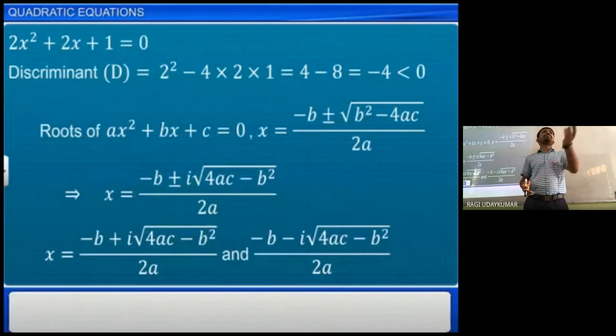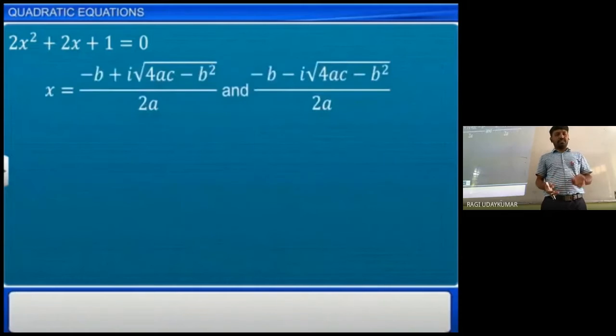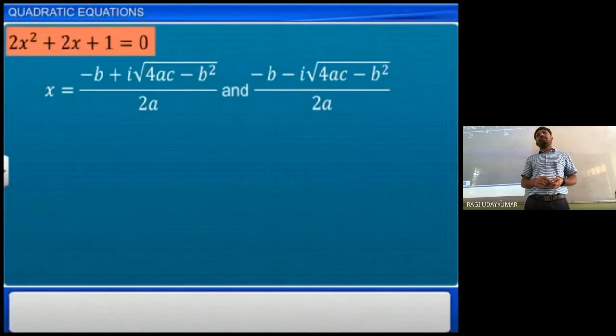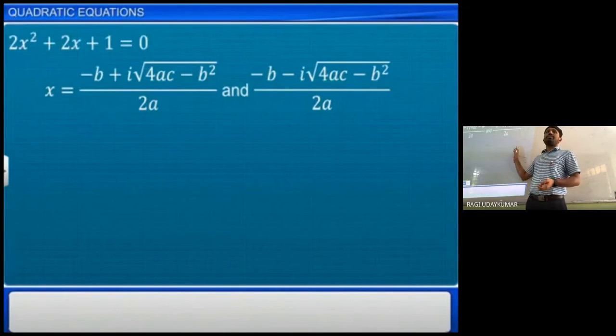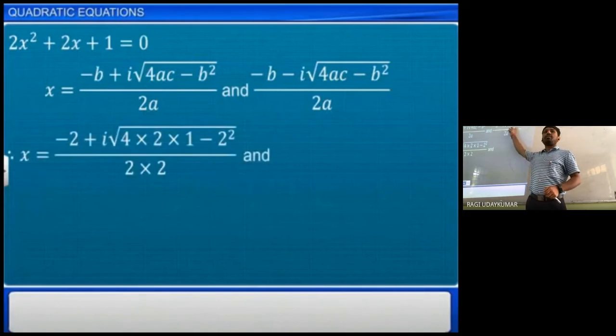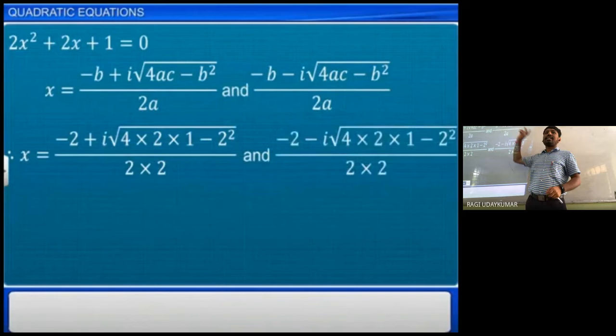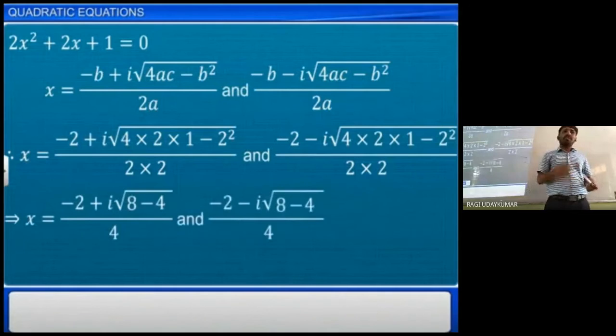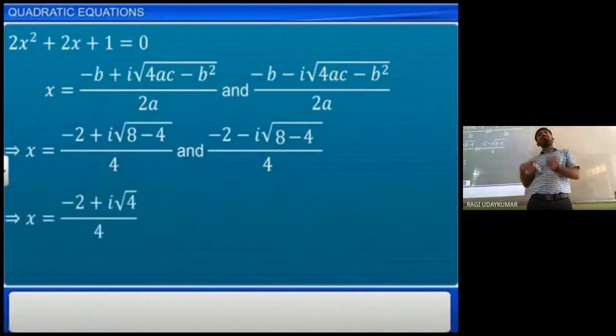But you can also consider directly the same formula. And substituting, if you get under root of minus 4, you can write it as 2i, root 4 into root minus 1. But in this situation we are going to get the 4ac minus b square value as 4, because b square minus 4ac value you got as minus 4. So 4ac minus b square value we get as plus 4. That's why i is taken, and square root of 4 is 2. Then we are going to get the roots as minus 2 plus 2i by 4 and minus 2 minus 2i by 4.